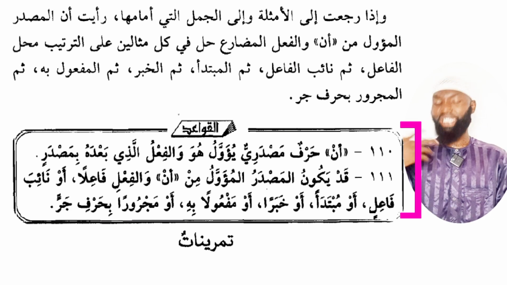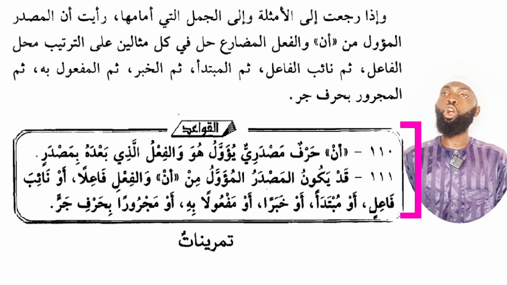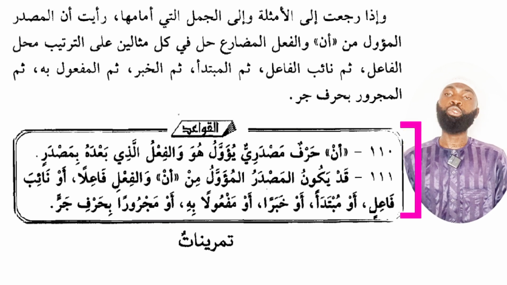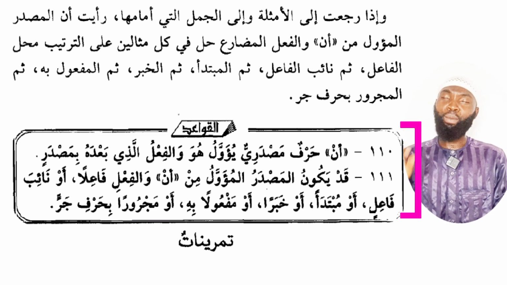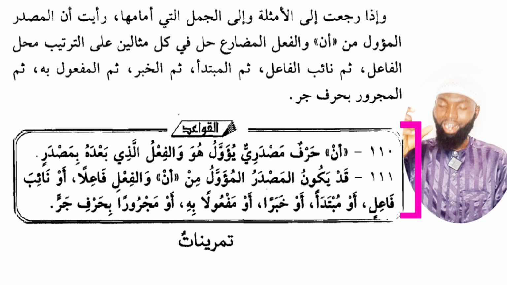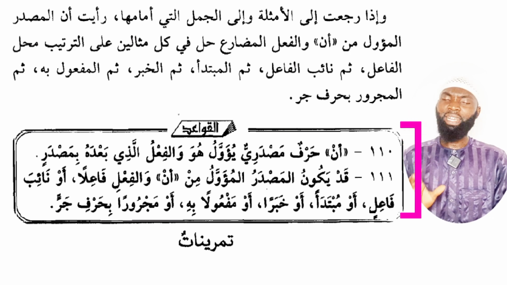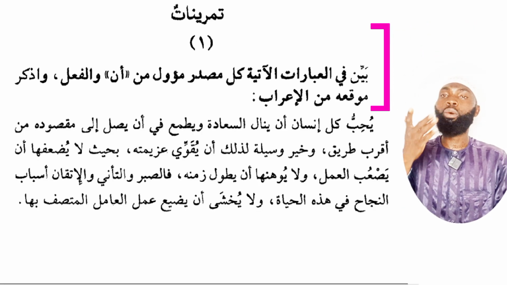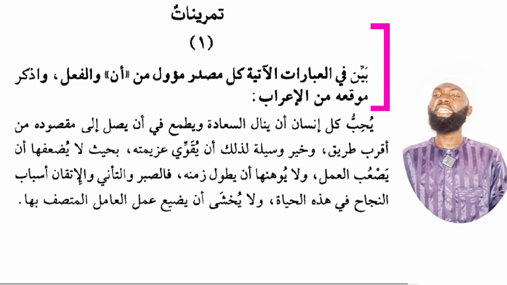Aw na'iba fa'ilin, or as the pro-agent of subject. Aw mubtada, or as the nominal noun. Aw khabar, or as predicate. Aw maf'ulan bi, or as object. Aw majruran bi harfi jarrin, or as a genitive noun coming after a harf jar. Now we have exercises to solve in order to show our understanding. Tamrin al-awwal, the first exercise.